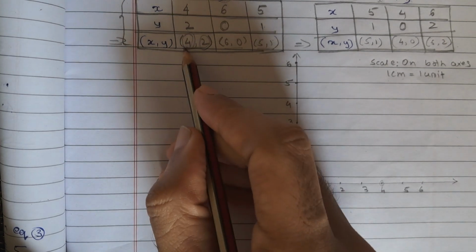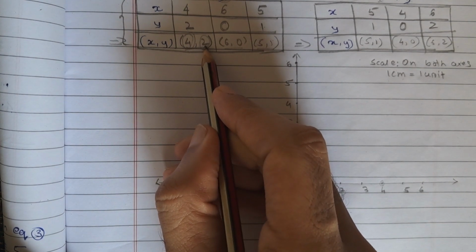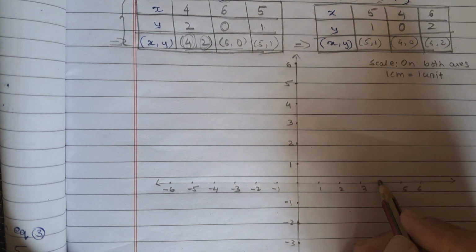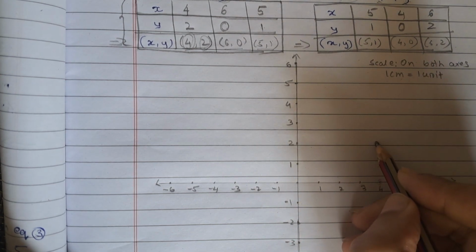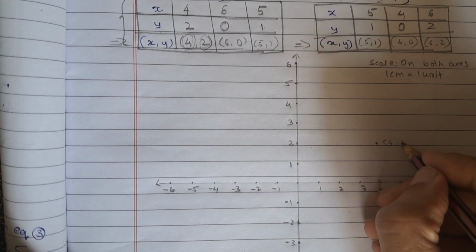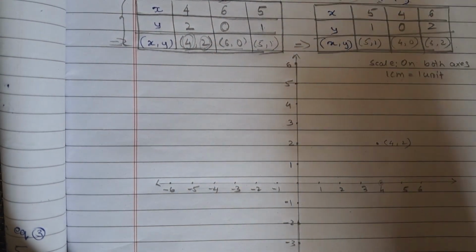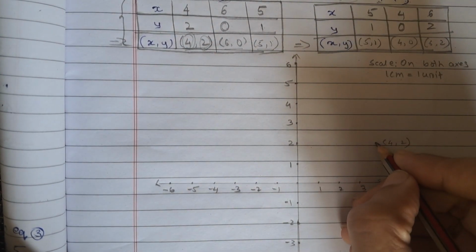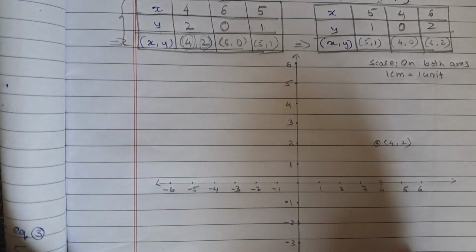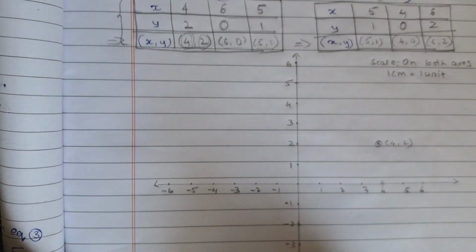Then what's the next number? It's 2. 2 means it is positive 2, right? Positive 2 means you have to just go 2 steps above. So 1, 2. Somewhere over here, this is your 4 comma 2. Once you have it, I suggest that you put a dot over there and draw a circle like this so that we can identify that this is my 4 comma 2.